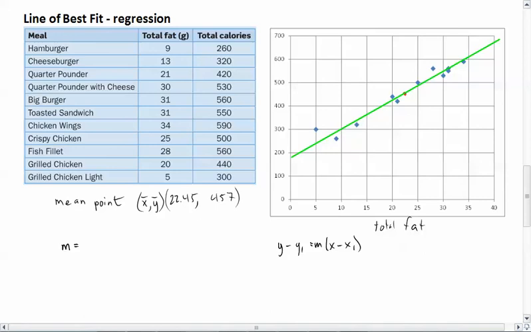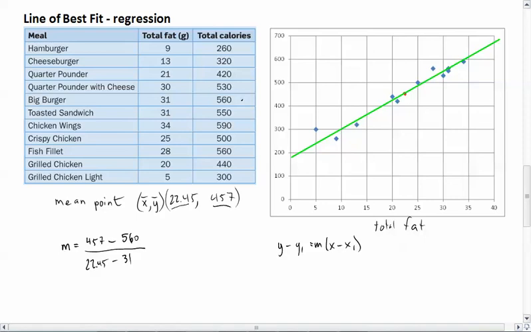Now one of the points I'm going to use is going to be the mean point. So y2, so that'll be 457 minus y1. Now I'm going to take another point here. I'm going to take this one because it looks like it's going right through that point. So it's not quite the biggest one. It looks like it's the next biggest one. So that looks like it's probably the big burger right here, because there's 2 at 31 there, and it's the bigger of the two. So it's 560 and then 31, and then the x value would be 22.45.